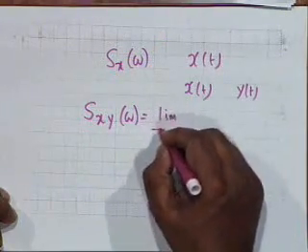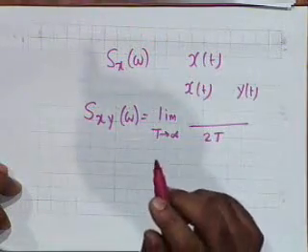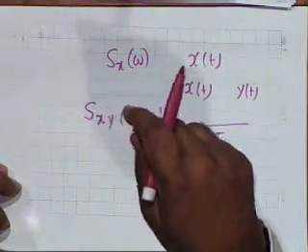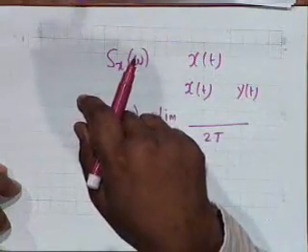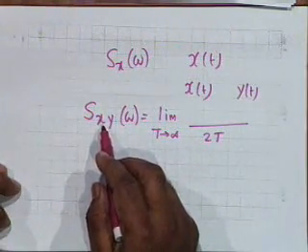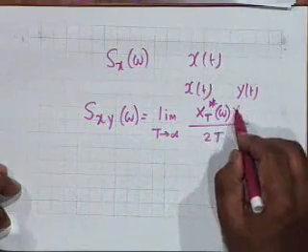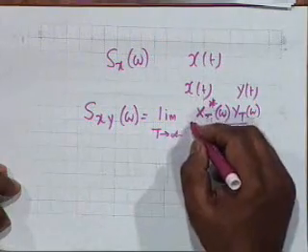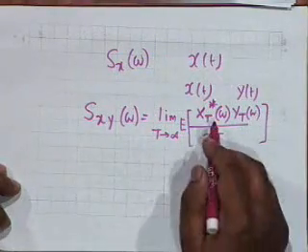It's an expected value, limit t tends to infinity, 1 over 2T, then instead of mod X_T of omega squared, it is the product of X_T and Y_T, but one of them is complex conjugate. The convention is that the first random process is the one whose complex conjugate is taken, that is X_T star of omega multiplied by Y_T of omega. Expectation, yes. That's it. This is something which you have to remember.